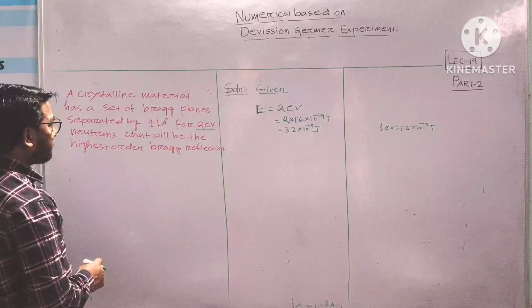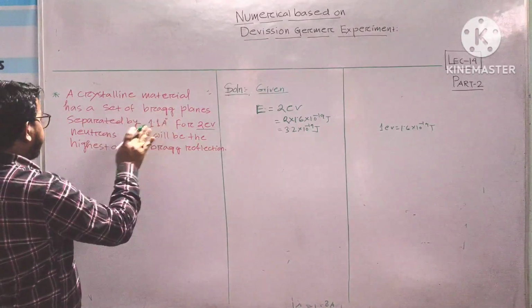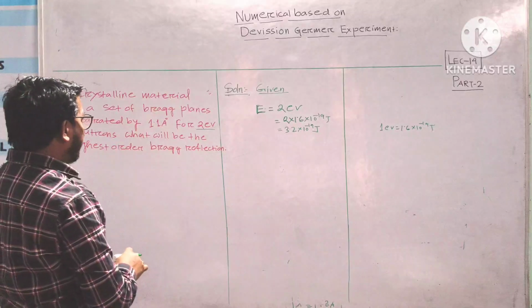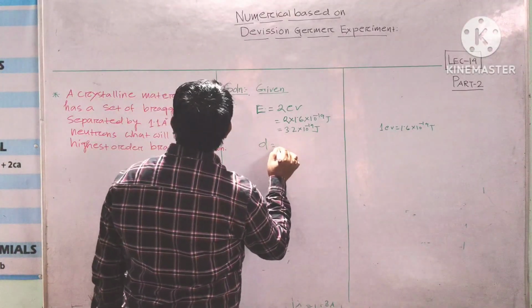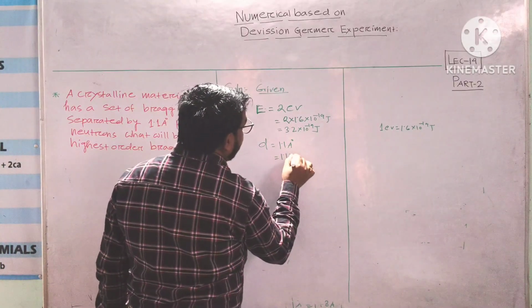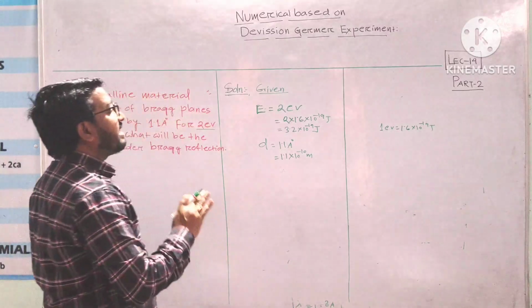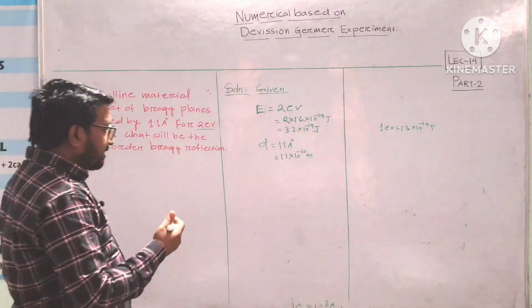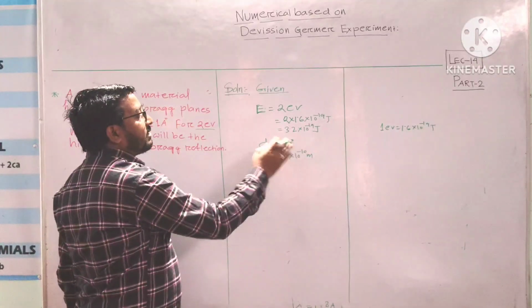And a crystalline material has a set of Bragg's planes separated by 1.1 angstrom. This is interplanar spacing. So we can write d equals 1.1 angstrom, and this is equal to 1.1 into 10 to the power minus 10 meter, because we know that angstrom is not SI unit of distance. So that's why it should be converted in SI system. So 1.1 into 10 to the minus 10 meter.